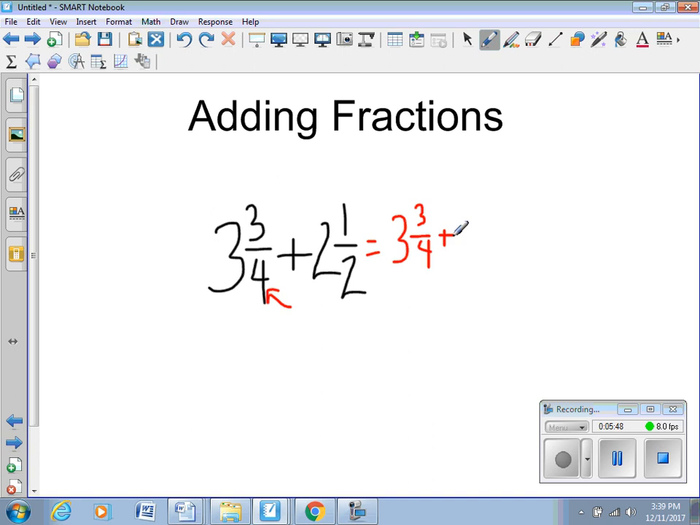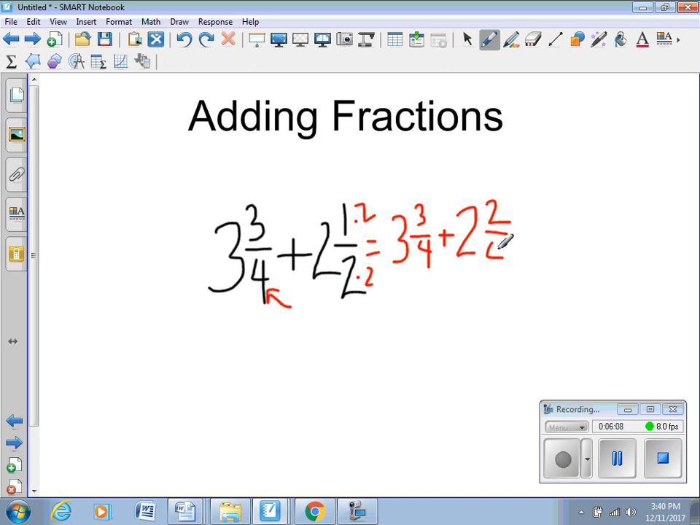And then I'm going to change 2.5. In order to get it out of 4, I know I need to multiply this by 2, and I need to multiply this by 2, because whatever you do to the bottom, you have to do to the top. My whole number is going to stay the same, so I'm just going to move that over. 1 times 2 is 2, and 2 times 2 is 4.